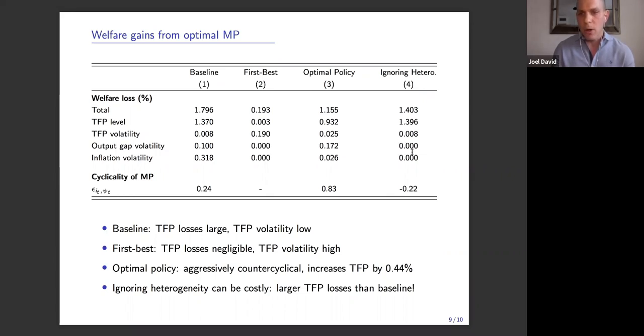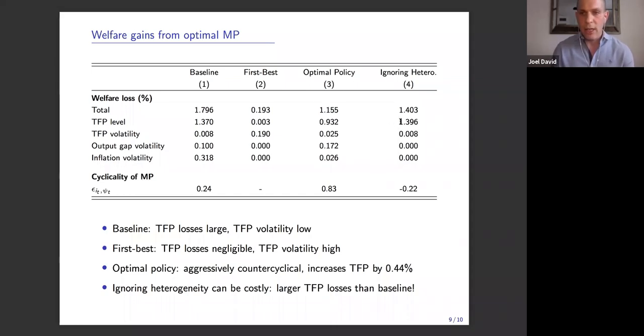So these two terms are zero. Okay. You see that there's some welfare gains relative to the baseline, about 0.4 percentage points, but the central bank is almost completely missing out on all of the gains that could have been had from increasing the level of TFP.